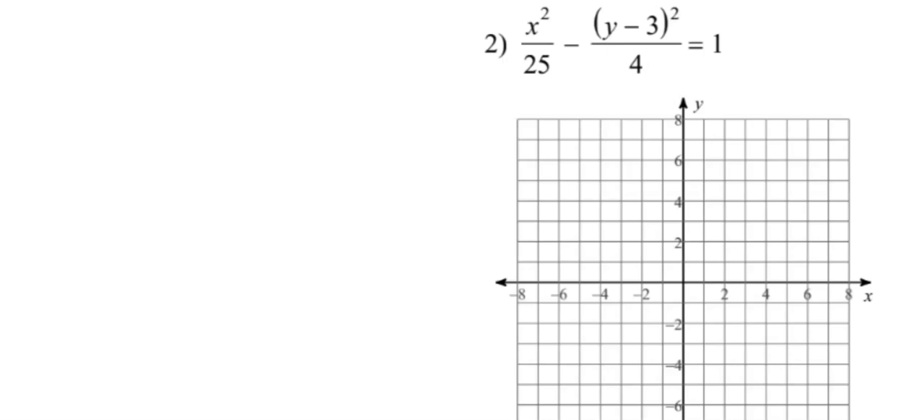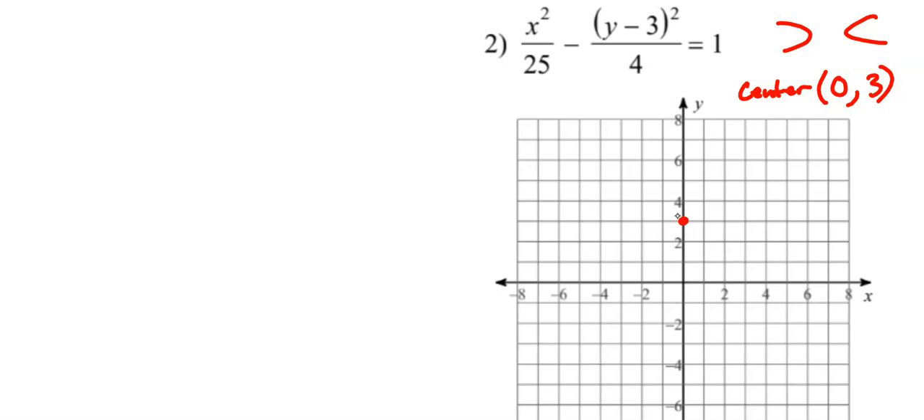So on this next one here, we've got x squared over 25 minus (y minus 3) squared over 4 equals 1. So this time we have the x coming first, so we know it's going to look like this. It's going to have our transverse axis going horizontal this time. Let's go ahead and identify our center. We are subtracting nothing from the x, so the center is going to be at 0, comma, the opposite of negative 3, which is positive 3. And let's go ahead and plot that point. So 0, up 3, there's your center.